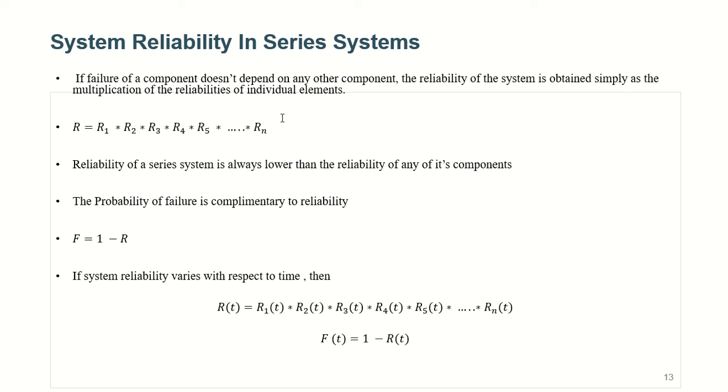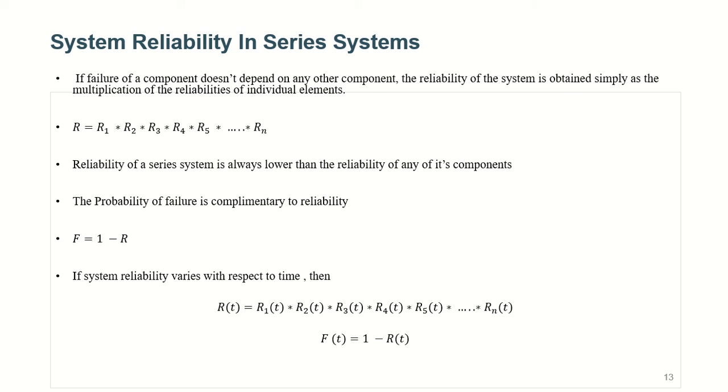Now I will also discuss how, but before that, I want to discuss failure rate or probability of failure. So what is the probability of failure? The probability of failure is complementary to reliability. So when you find reliability and subtract that reliability from 1, you will get the probability of failure. Now let's see some examples of what I was saying before, that the reliability of a series system is always lower than the reliability of every individual component.